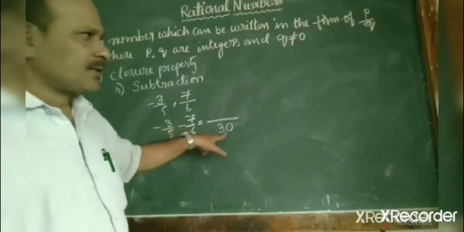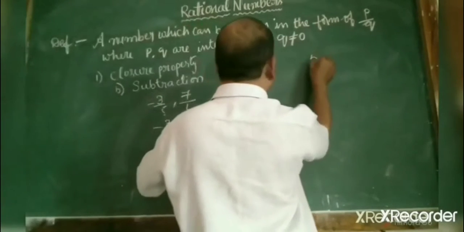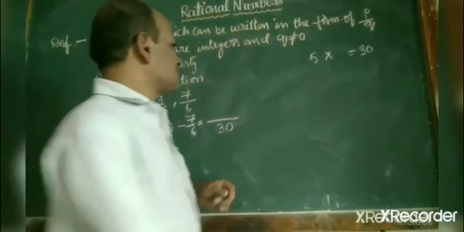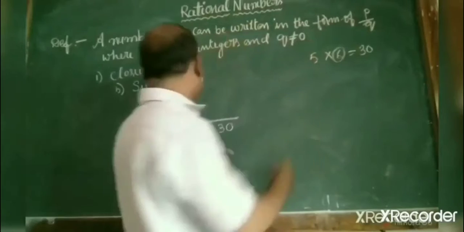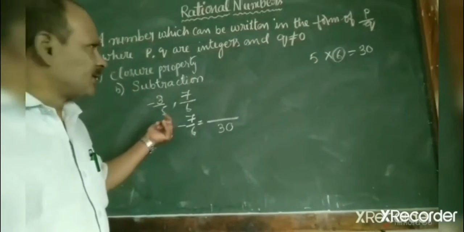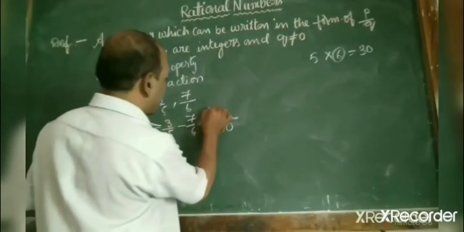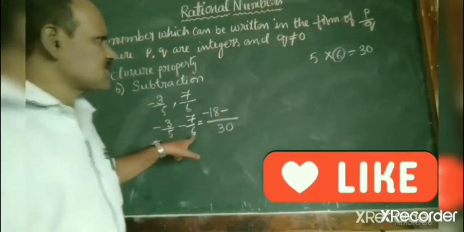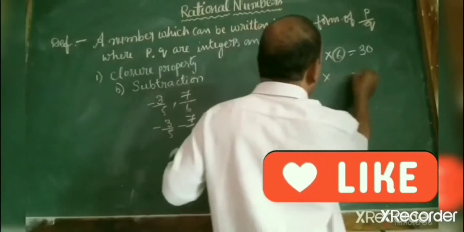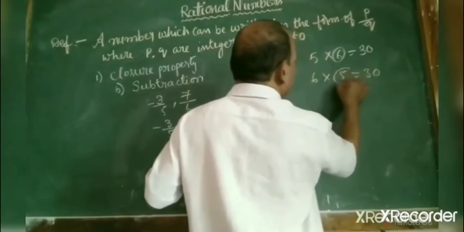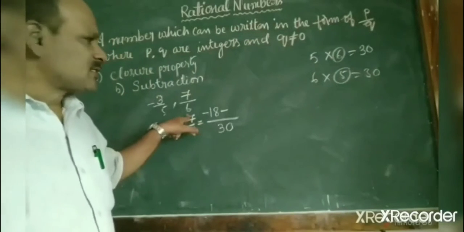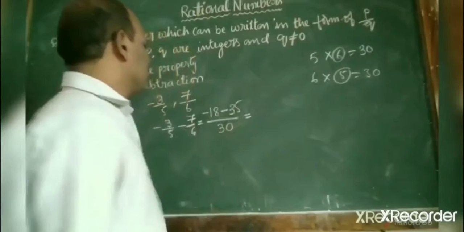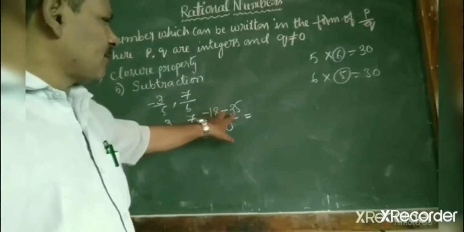6, how many times in 30? 5, how many times in 30? 5 into 6 is 30. This 6 is multiplied with the corresponding numerator, 6 into 3, minus 18. Because of this minus, minus 6, how many times in 30? 6 into 5 is 30. The 5 into the numerator, 5 into 7 is 35. This is equal to minus 18 and minus 35 over 30.